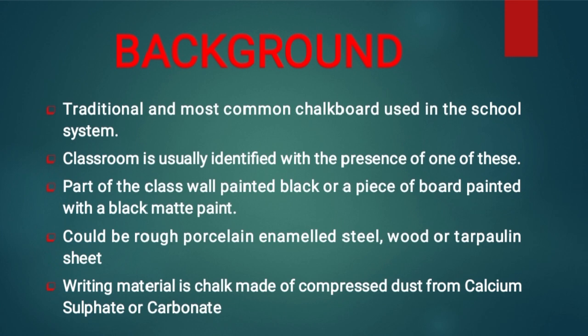It can be anything that is reusable, but in a lot of cases, it is a part of the class wall painted black. So you choose a part of the class wall, paint it black, or it's some kind of board painted black that is put on the wall. Or we have wood, we have tarpaulin sheets, and we have the commercially produced porcelain enameled steel boards.